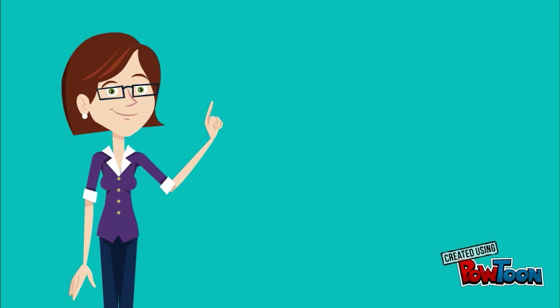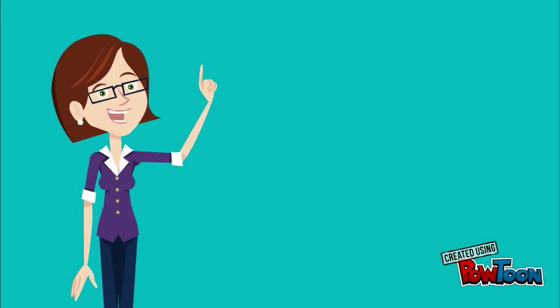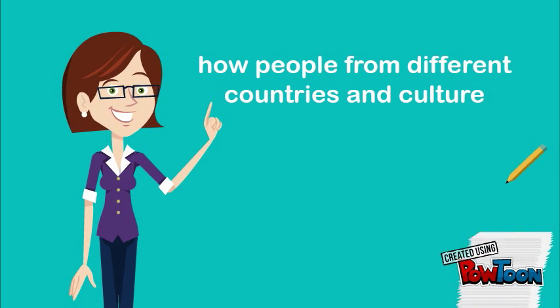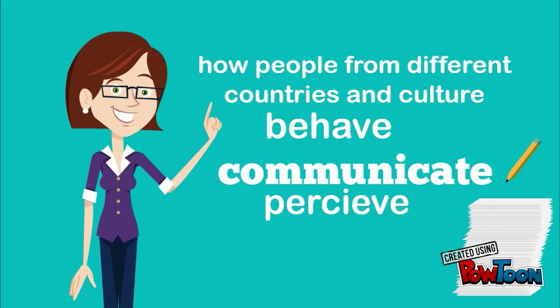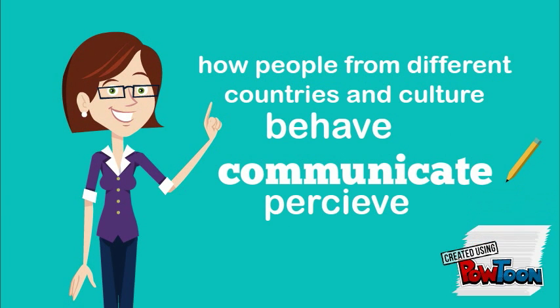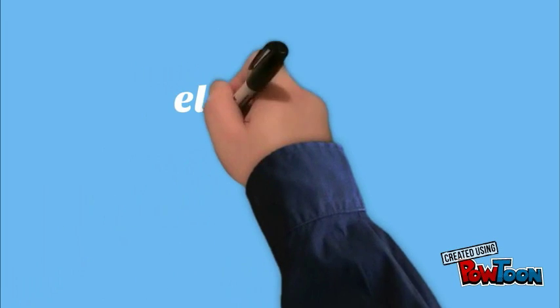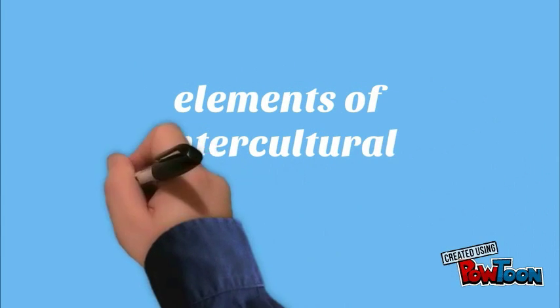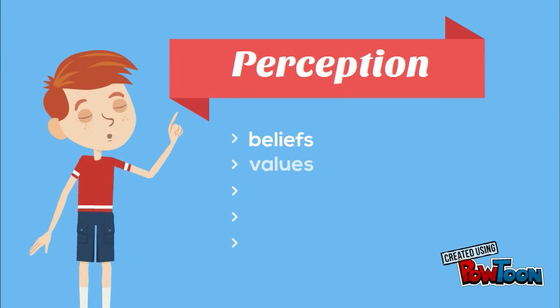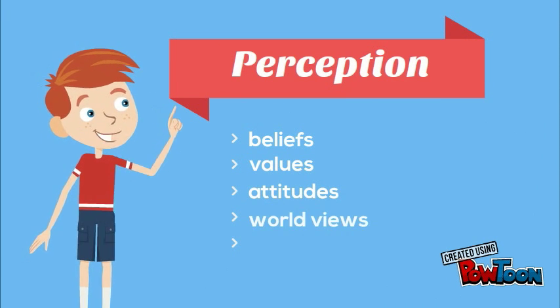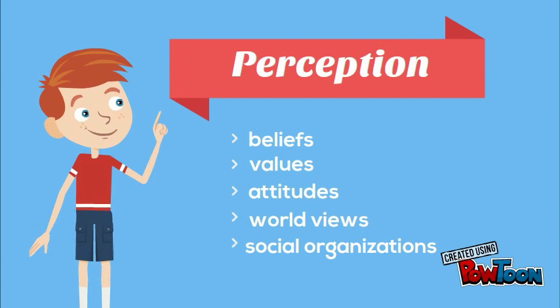It is an academic field of study which seeks to understand how people from different countries and cultures behave and communicate and perceive the world around them. There are 4 elements of intercultural communication. Number 1 is the perception, which are the beliefs, values, attitudes, worldviews, and social organizations.